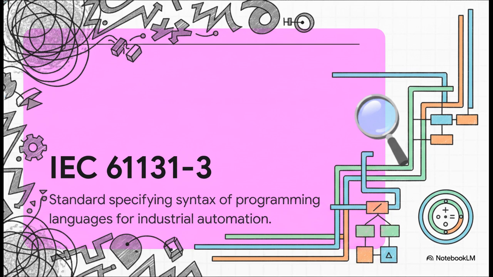Every vendor had their own proprietary code. But in December 1993, the International Electrotechnical Commission published this standard, and it totally unified the syntax and semantics for the whole industry. It's constantly evolving, too, with a modernized 4th edition rolling out in 2025.